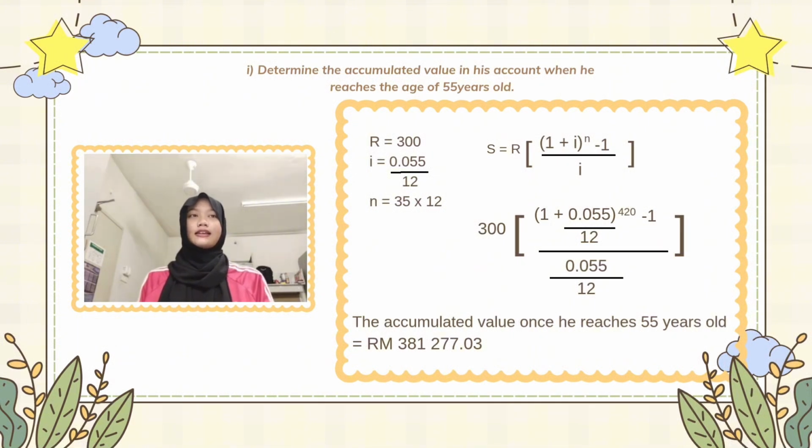Then we put all the numbers in the formula. Firstly, R is 300 in bracket, in bracket again 1 plus 0.055 divided by 12 in bracket to the power of 520 minus 1, divided by 0.055 divided again by 12, and then we close with bracket. We are going to get RM381,277.03.